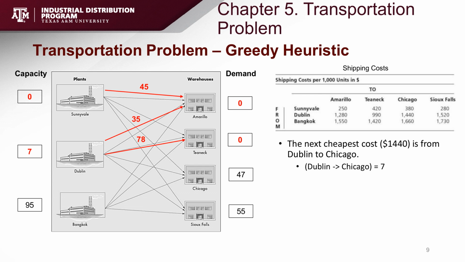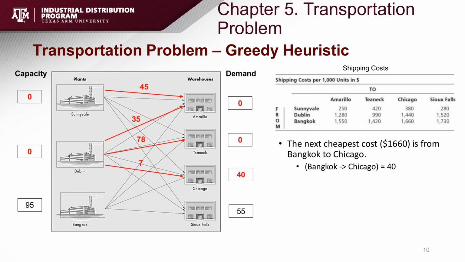Alright, keep going. The next cheapest open cell is Dublin to Chicago at $1,440. Dublin has just 7 left, Chicago needs 47, and we ship 7, basically the smaller number. Dublin's now completely empty, and Chicago's demand drops from 47 down to 40. 2 plants down, 1 to go, Bangkok. Now only Bangkok still has capacity, 95 units, and 2 warehouses still need product.